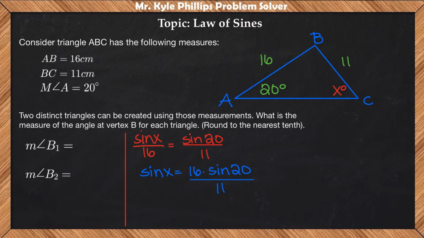And then to get x isolated, we have to take the inverse. So x here will be equal to the inverse sine of 16 times sine of 20, all over 11. All right, so this is going to give me 29.8. So the measure of angle C here is going to be 29.8.